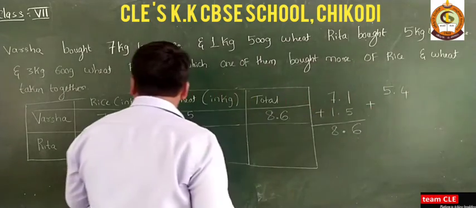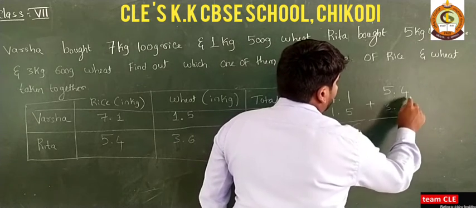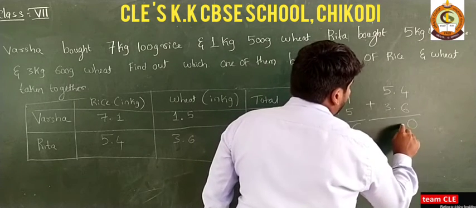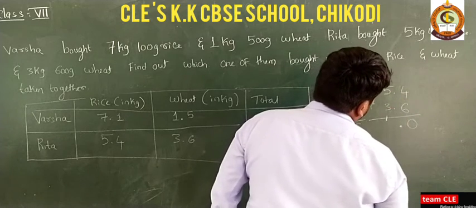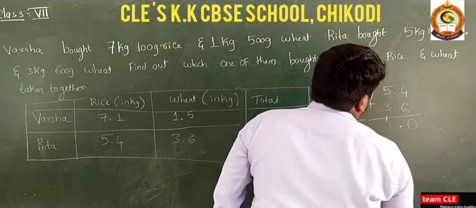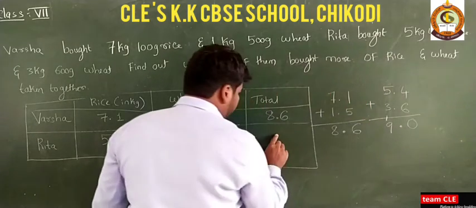5.4 plus 3.6. So what will this be? 6 plus 4 is equal to 10. Again one carry here. So 5 plus 4 is how much? It is 9. So this is 9.0.